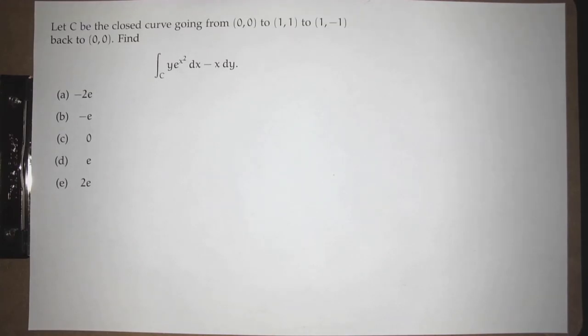Let C be the closed curve going from (0, 0) to (1, 1) to (1, -1) back to (0, 0). And we're asked to integrate along the curve y e^(x²) dx minus x dy. We have a couple of options available to us: -2e, -e, 0e, and 2e. What's the answer?